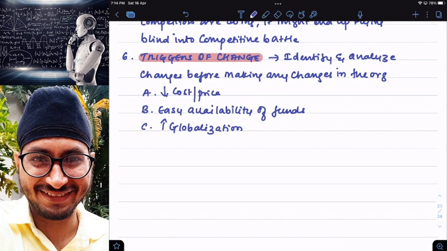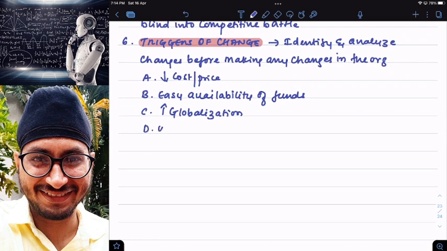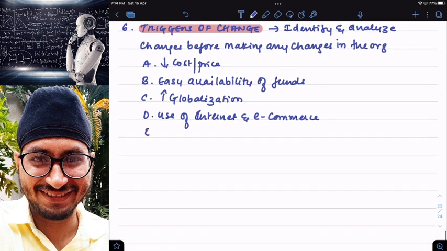Then use of internet and e-commerce. Sir, nowadays many companies are using internet and e-commerce. Sir, I should also start using it. I should also start making changes in my business. Then market innovation is there. So whenever some new innovation comes into the market, I should also try to innovate, right?